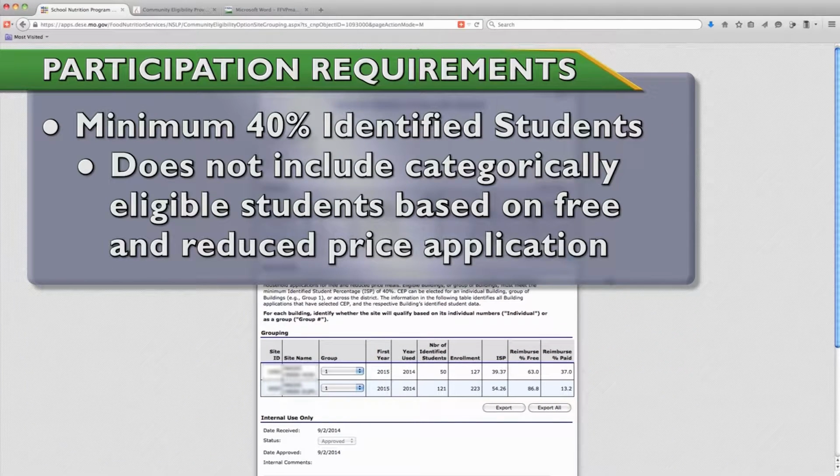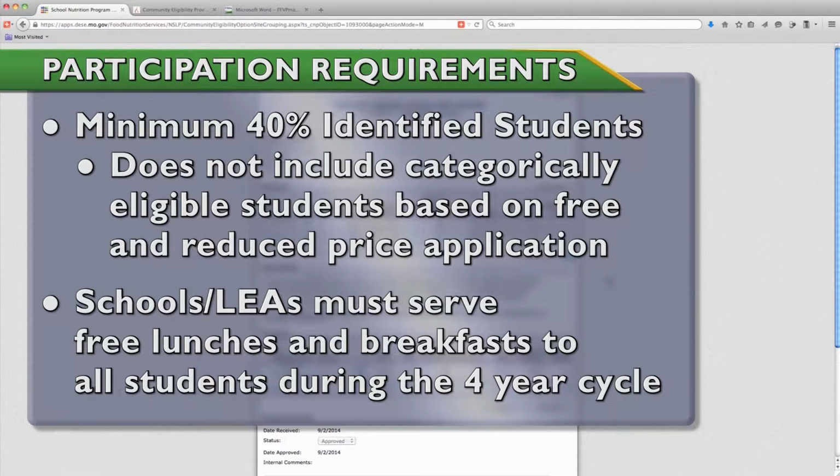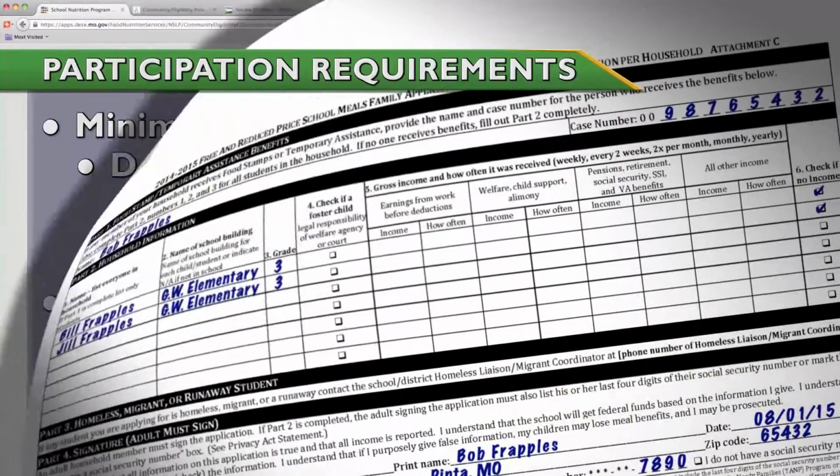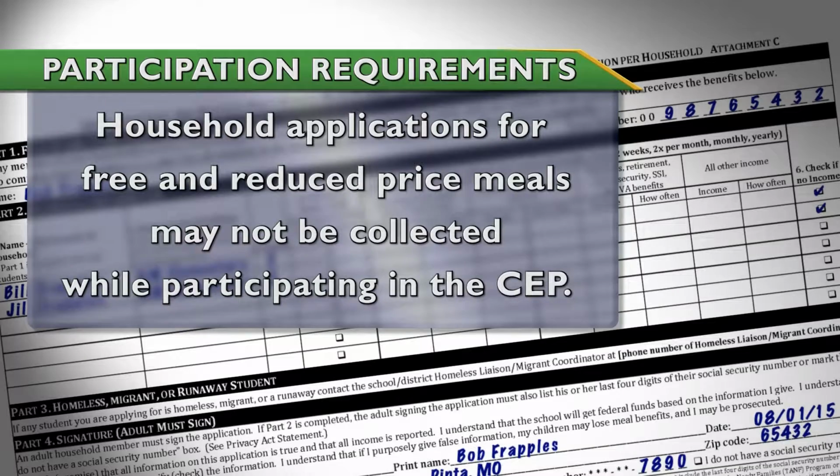Schools/LEAs must have a minimum percentage of 40% of identified students in the school year as of April 1st prior to implementing the CEP. The identified students does not include students who are categorically eligible based on submission of a free and reduced-priced application. Schools/LEAs must serve free lunches and breakfasts to all students during the 4-year CEP cycle. Household applications for free and reduced-price meals may not be collected while participating in the CEP.